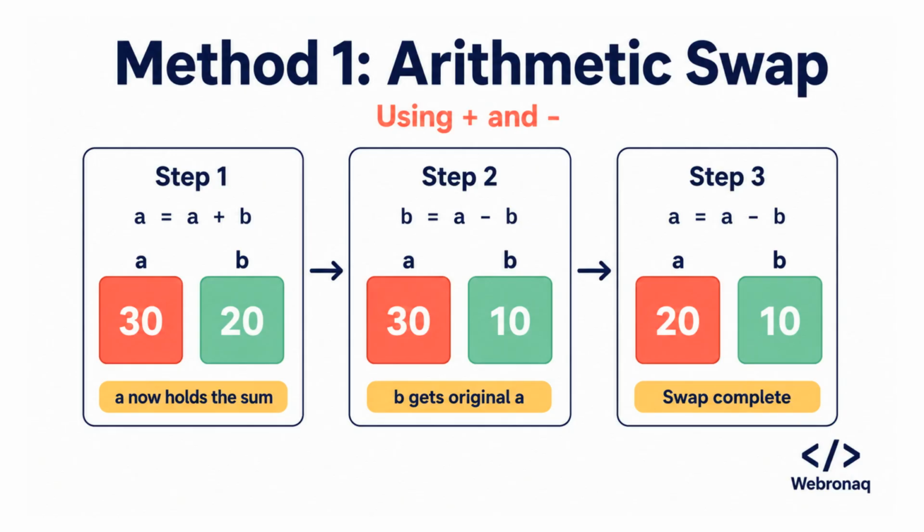The swap is complete. The whole trick is in step 1. By adding them, we packed two values into a single variable. Then subtraction acts like an unpacker, pulling each one back out into the correct place. Now let's see what this actually looks like in C++ code.